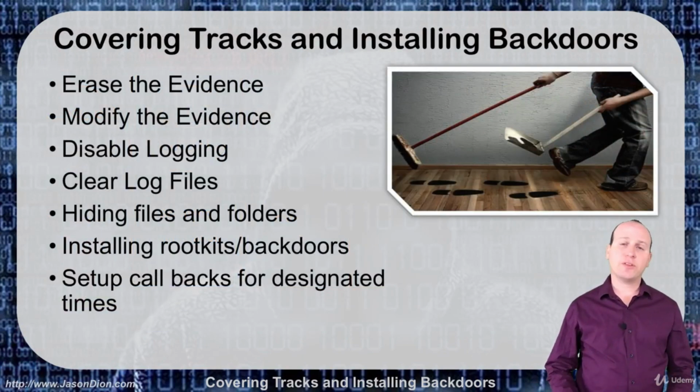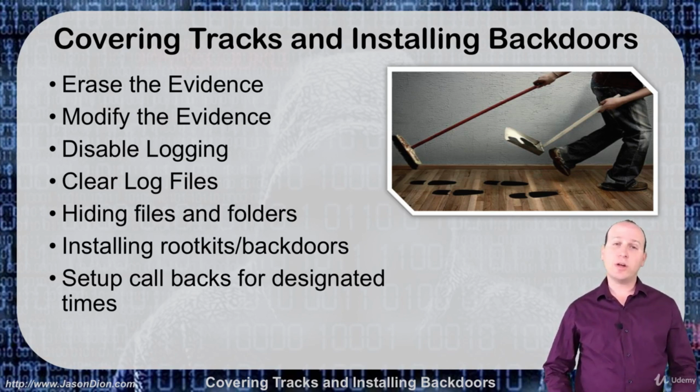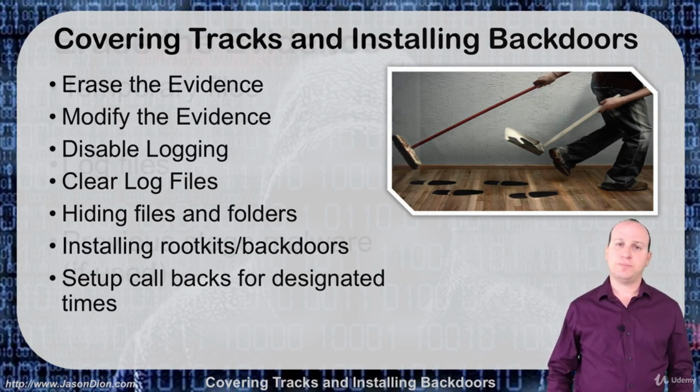Well, covering our tracks and installing backdoors means we're going to erase the evidence. We're going to modify the evidence. We're going to disable logging. We can clear log files. We can hide files and folders. We can install rootkits and backdoors, and we can even set up callback times so the machines call us back at certain times of the day instead of maintaining a persistent connection all of the time. These are all different ways for us to cover our tracks.